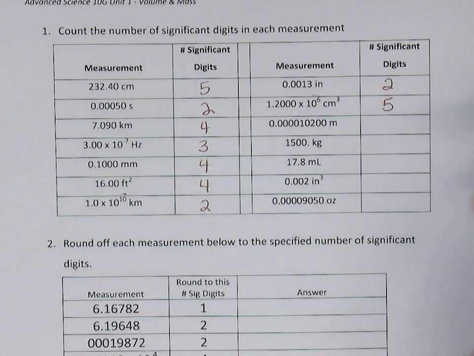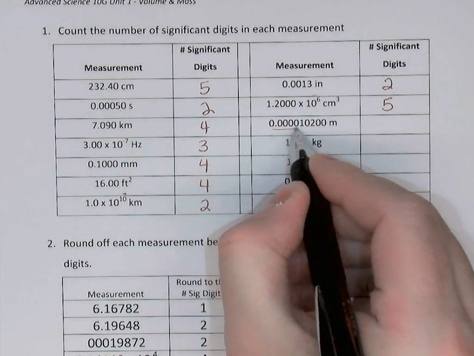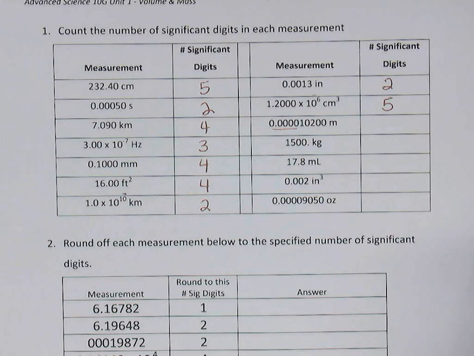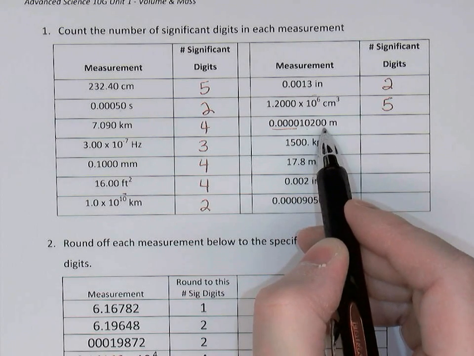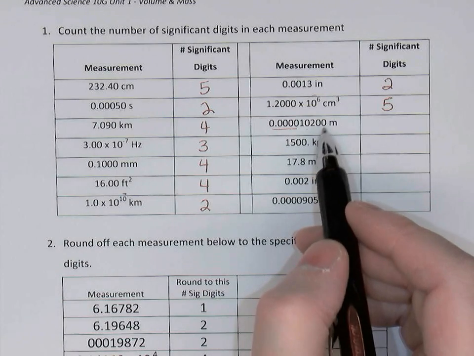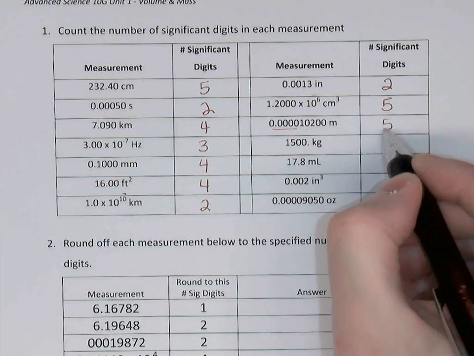0.0000102000. None of the starting zeros will be significant because they're all leading zeros. The 10200, all of those digits will be significant. This zero is significant because it's between non-zero digits, and these two zeros are trailing zeros after the decimal, so they also count. So there's 5 significant digits there.